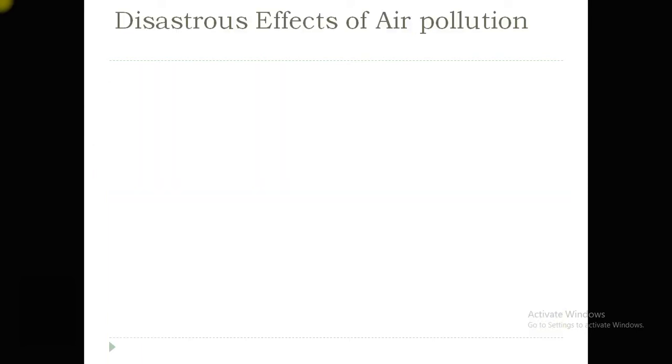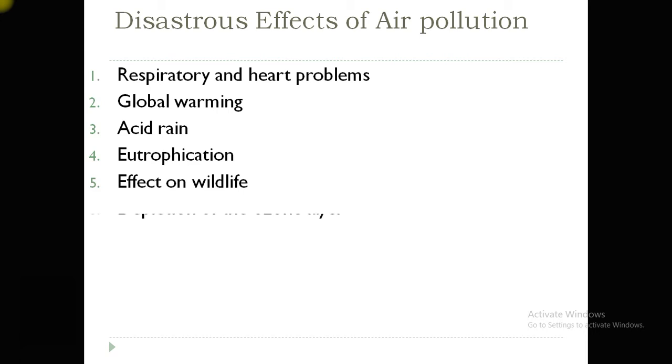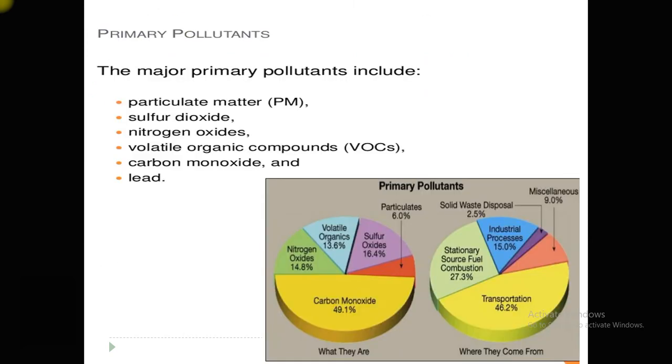The disastrous effects of air pollution are respiratory and heart problems, severe diseases related to respiration, and heart attacks or heart problems due to asthma and other diseases. Also global warming due to an increase in atmospheric temperature, acid rain from the mixing of sulfur and other infectious gases, eutrophication, effects on wildlife, depletion of the ozone layer, damage to crops, and other changes to the global climate.